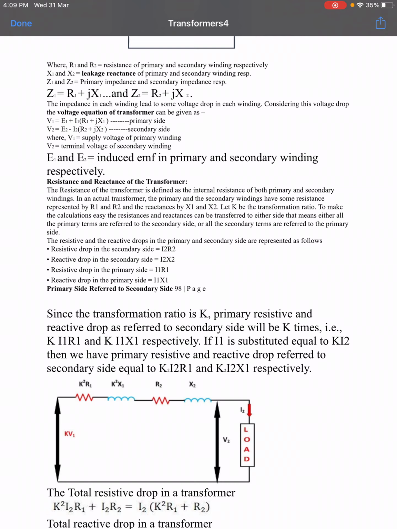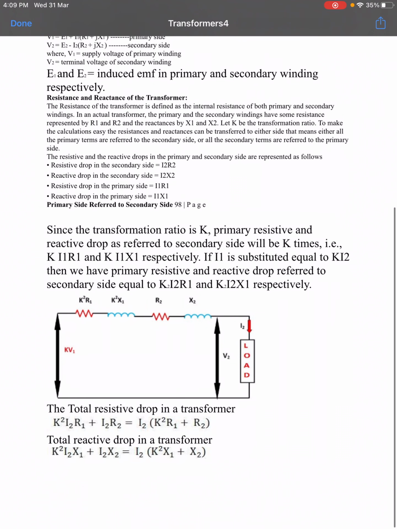Here K times V1 is the applied voltage. V1 is the applied voltage on primary, V2 is the terminal voltage on secondary. I1 is the primary current, I2 is the secondary current. R1 is the primary winding resistance, X1 is the primary leakage reactance, R2 is the secondary winding resistance, X2 is the secondary leakage reactance.